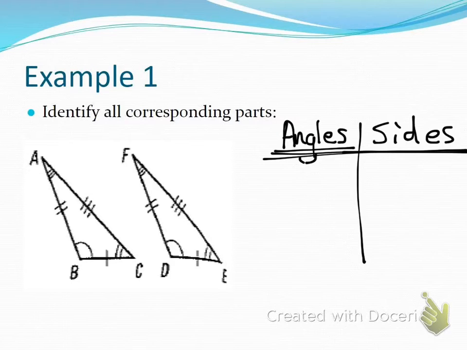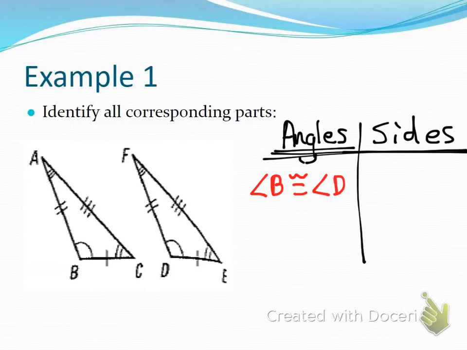Let's do angle B. What matches with angle B? What's marked the same? D. Good. Angle B is congruent to angle D. You guys should be writing this part. I would make this because this is what it will look like on homework and tests.